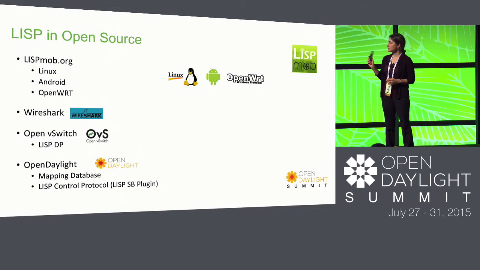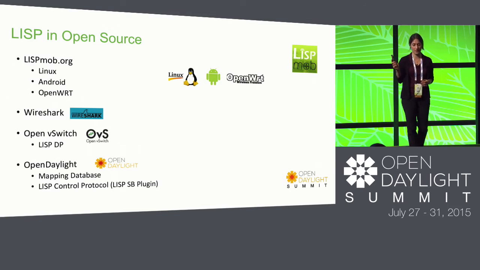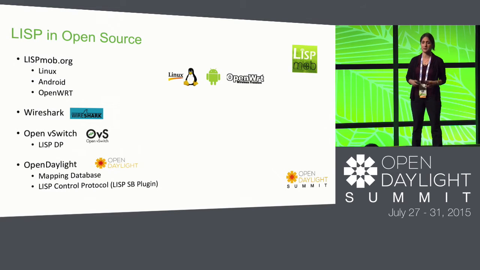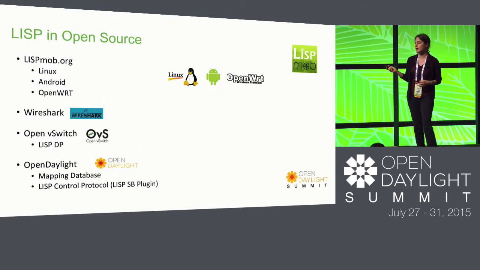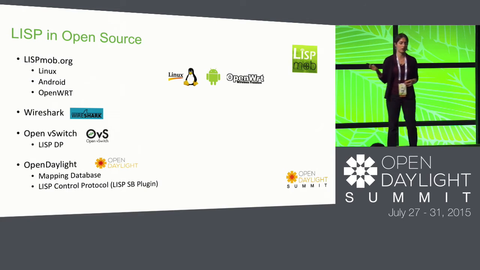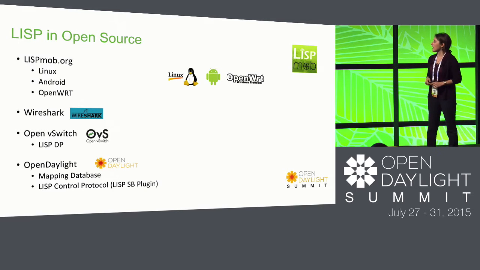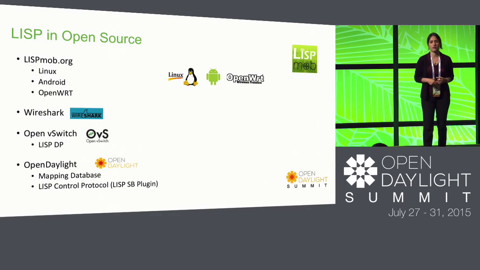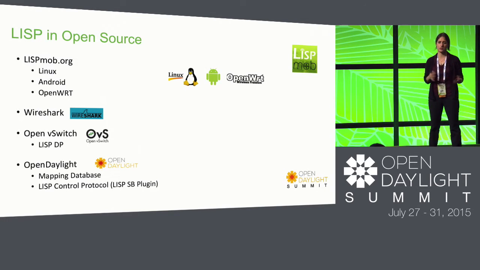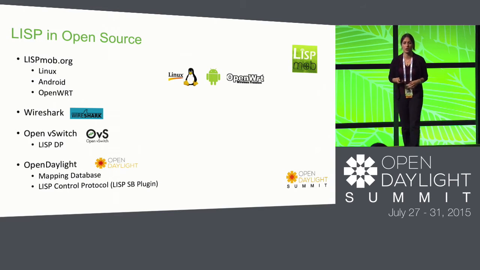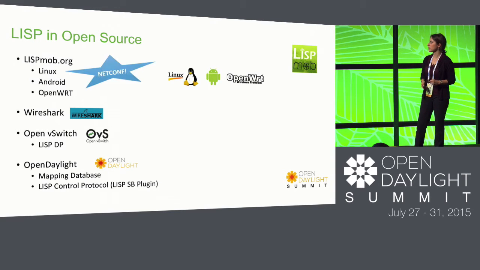Yeah, so the other places in OpenVSwitch, as I said, we have LISP data plane support in OVS. And also we have mapping database support in ODL, as we just saw, and also the LISP control protocol support as a plugin. And then there's also Wireshark support for the LISP encapsulation and the control protocol. So you can run Wireshark and see LISP control protocol messages, and it dissects the header, and you can see everything there, which is very helpful for development and debugging.